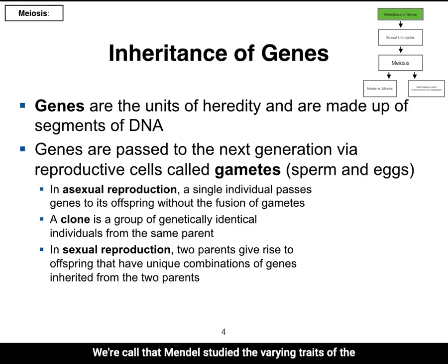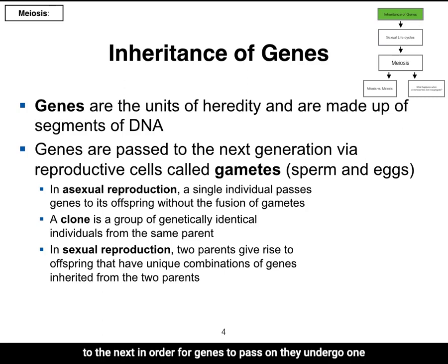Recall that Mendel studied the varying traits of the pea plants. These traits later became known as genes. They are the units of heredity. Genes are made up of segments of DNA which is stored in the nucleus. Genes are passed from one generation to the next.